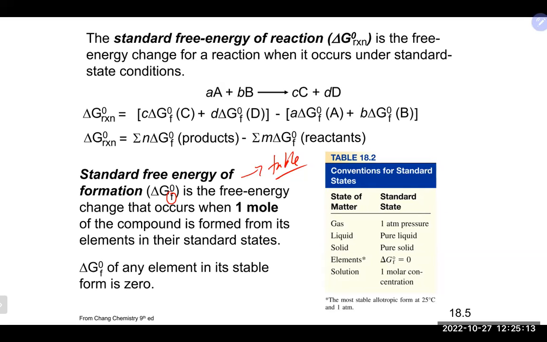Now, delta G is very similar to delta H in the sense of what you'll find in those tables. So unlike entropy, you will once again find zeros for things like O2, N2, and stuff like that when you look it up there.